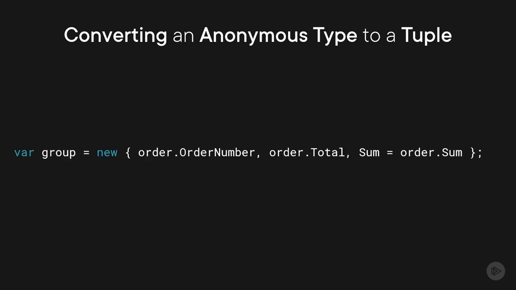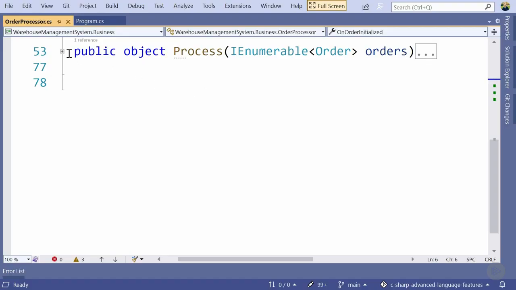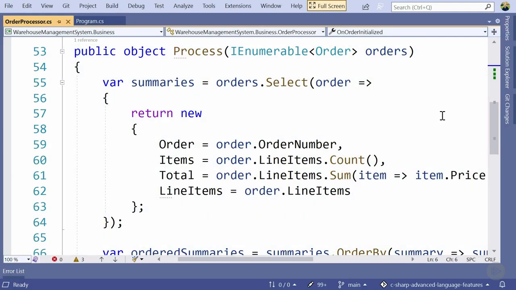The anonymous type is created using the new keyword together with an object initializer, while the tuple is constructed without a keyword and a signature that looks like a method call. It's simply a way to define the grouping of elements. Let's attempt to refactor this method.